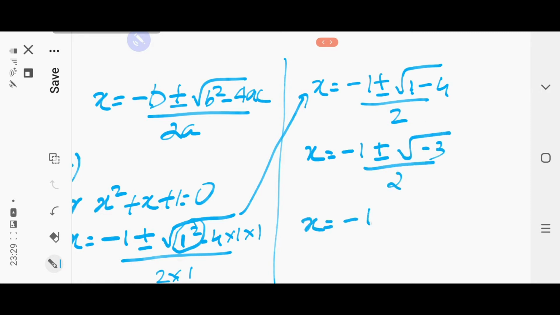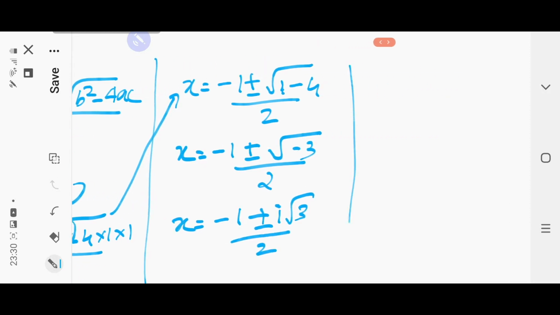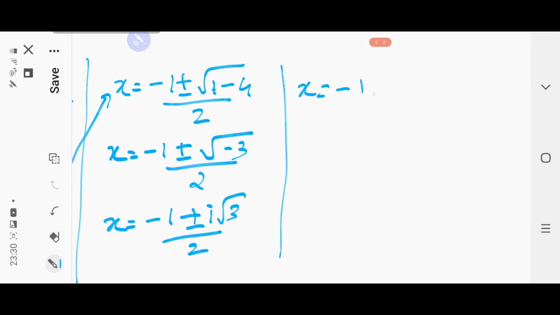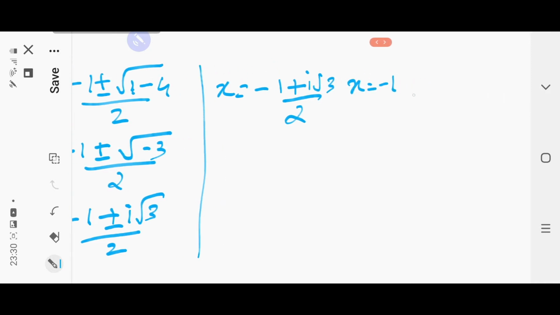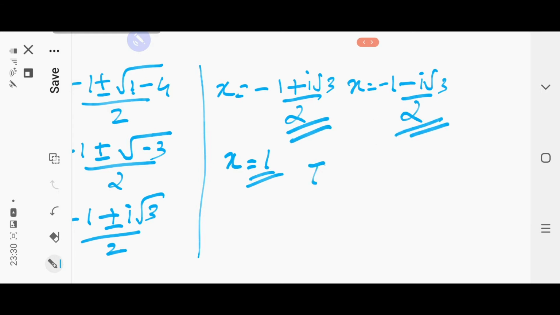What is root of minus 3? It is a complex number, right? Root of minus 3 is i root 3. That means you get two answers from here. One is x equal to minus 1 plus i root 3 divided by 2, and another answer is x equal to minus 1 minus i root 3 divided by 2. These are two answers. So you get x equal to 1 and these two, and you get 3 roots, right?